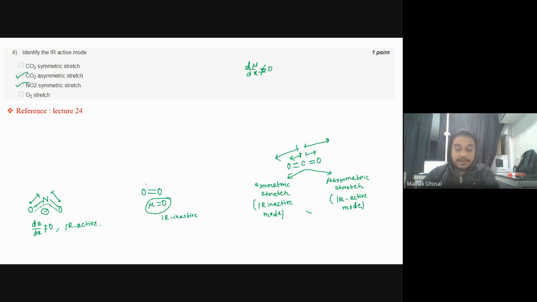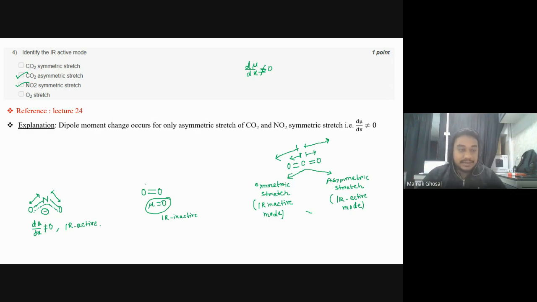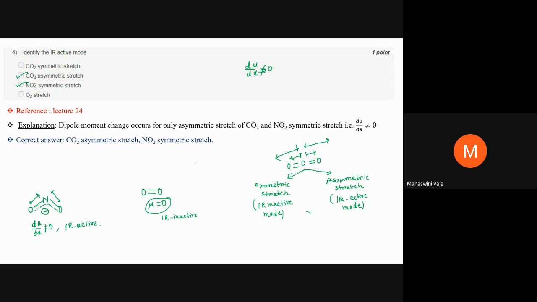So we have only two options left: the CO2 asymmetric stretching mode and the NO2 symmetric stretching mode. Understand? You understand that? Okay, fine.